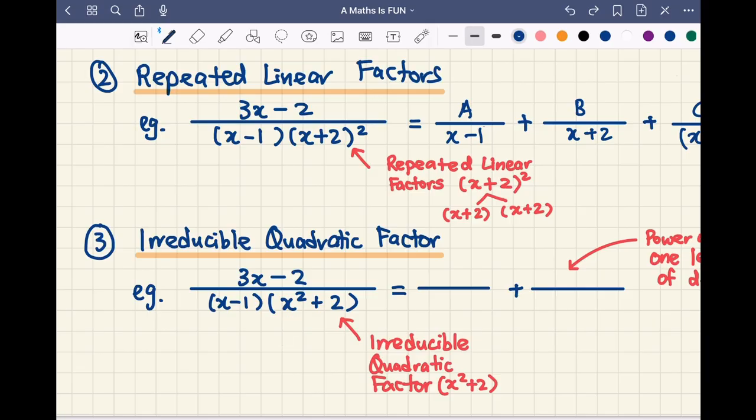Okay, so for this case, first of all, if you still have a linear factor, then you still put down x minus 1 in your denominator, and in the numerator you put A. But take note that for your denominator, because of the x squared plus 2, this is quadratic, right? So your numerator will have to be linear. So you put down Bx plus C.